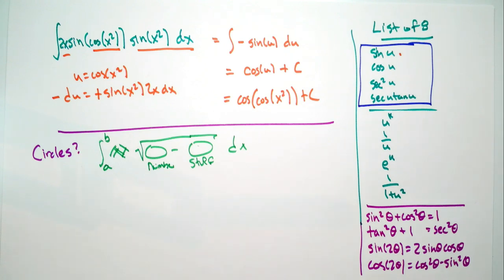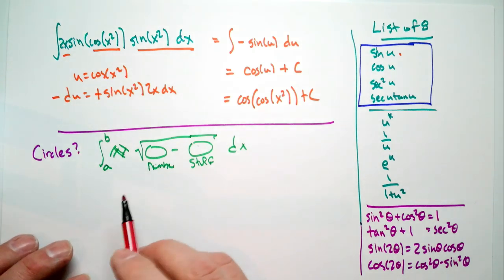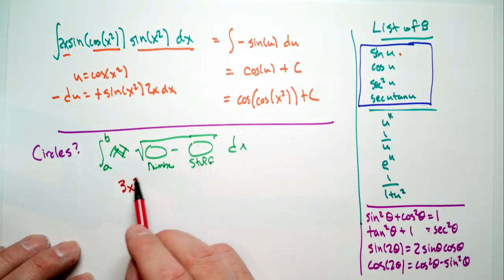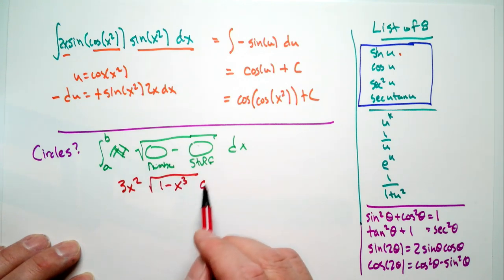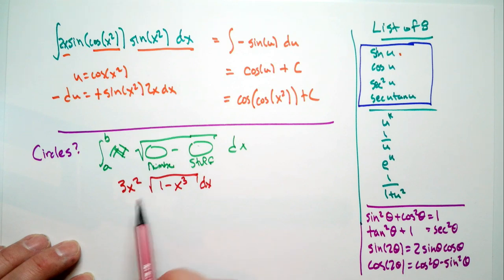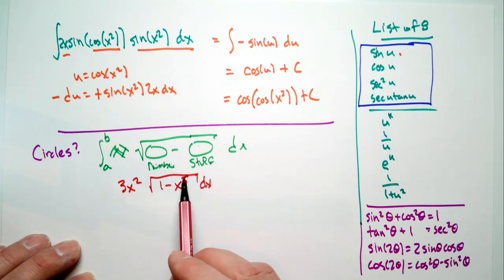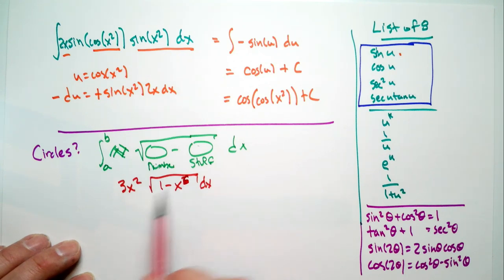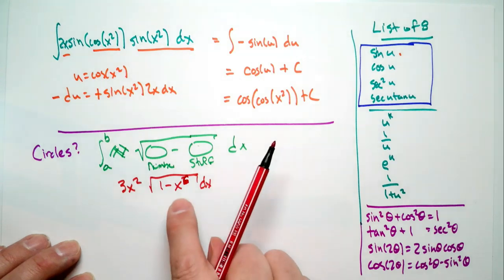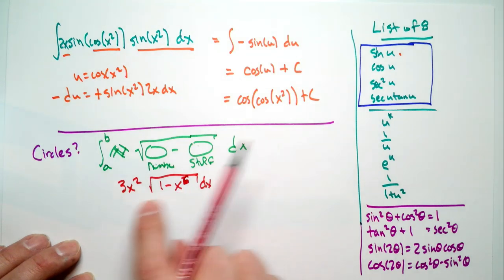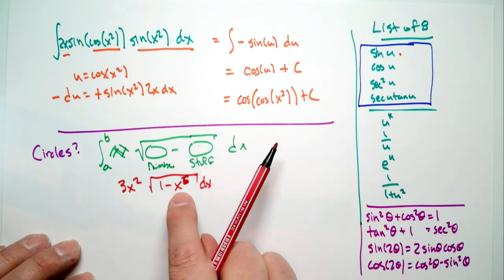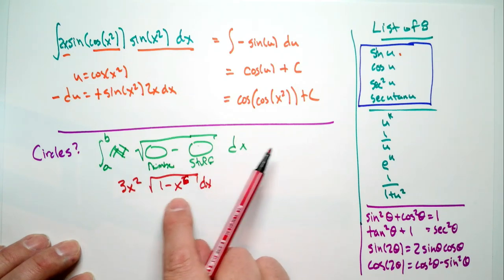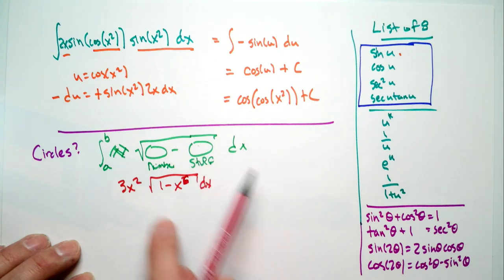We can do all sorts of fun stuff like 3x squared times the square root of 1 minus x cubed. That's not that fancy. But you see, the derivative of x cubed is 3x squared. If u equals x cubed, this becomes the square root of 1 minus u squared du, and now you've got a circle.